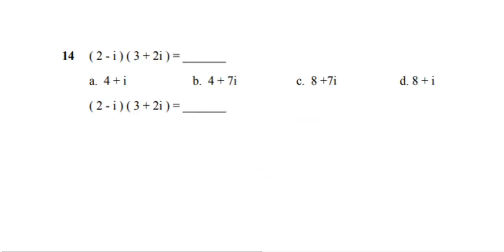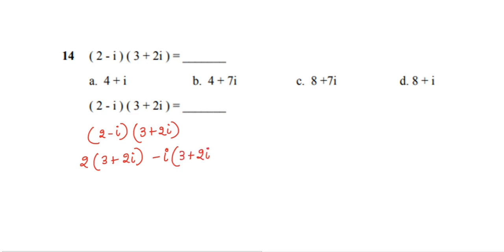Coming to the next question, 2 minus i, which is to be multiplied by 3 plus 2i. So what I can do, I can write like this: 2 multiplied by 3 plus 2i and minus i, which is multiplied by 3 plus 2i. Let me open this bracket and solve.